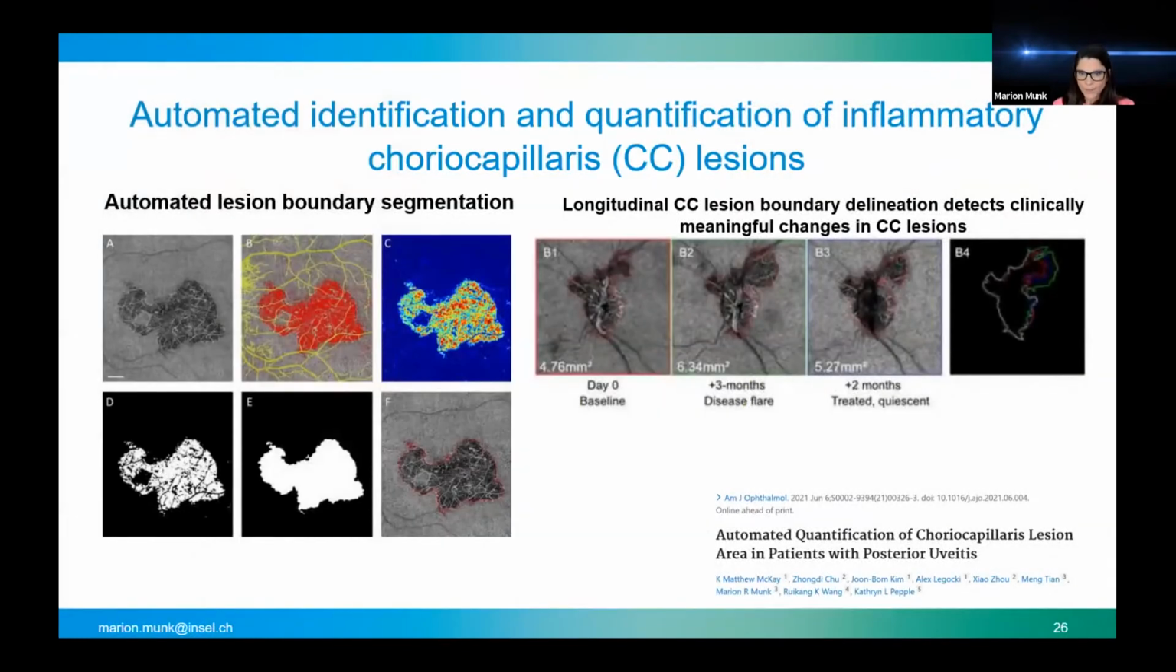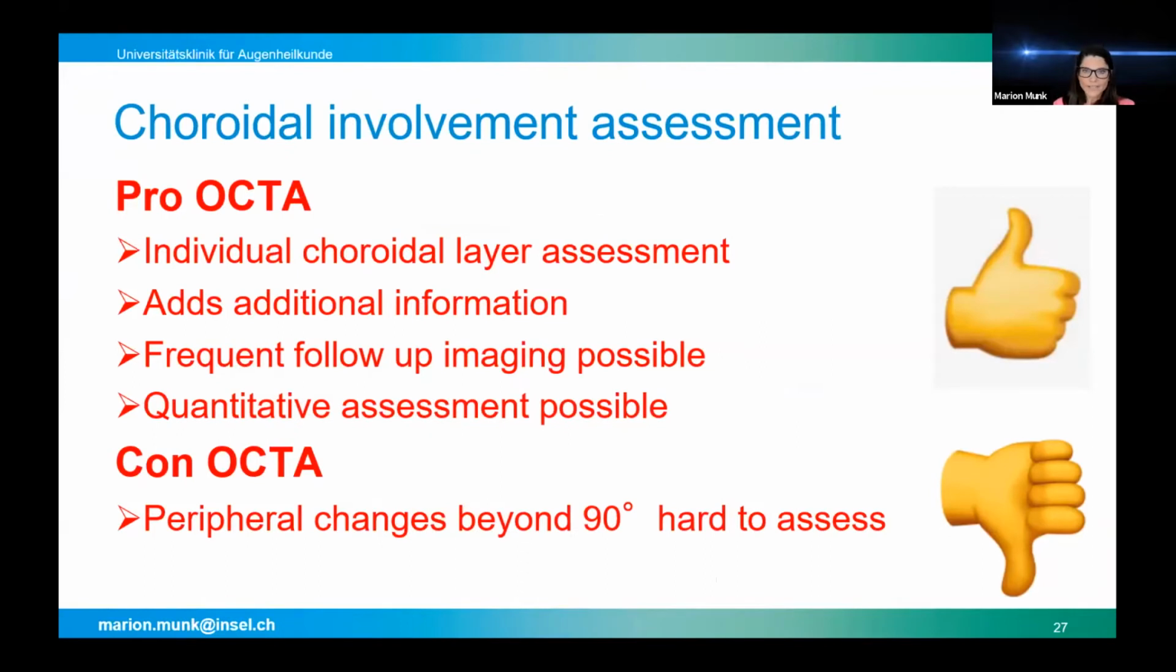There was also a paper which actually showed that you can automatically quantify these lesions and also quantify potential progression by using OCTA and swept source choriocapillaris slabs. So you can see here that with OCTA, you have the possibility to individually assess the choroidal layers. It adds additional information, and you can also frequently follow up the patients, which you will probably not do with ICG, and you can also quantify the assessment.